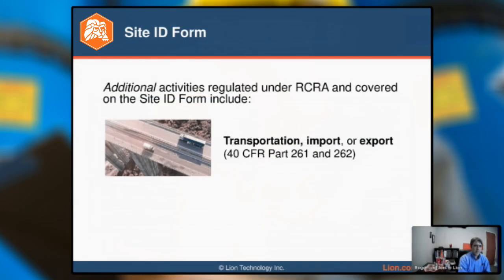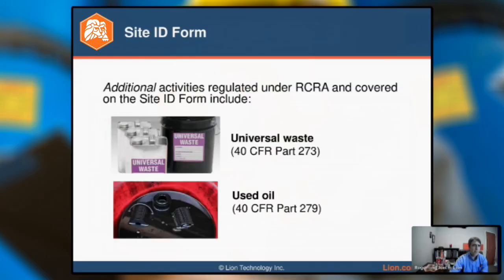Some additional activities that are regulated under RCRA will also be included on the site ID form. This would include transportation. This would also include import and export type of stuff, if you do those things. Most people don't import or export hazardous waste.